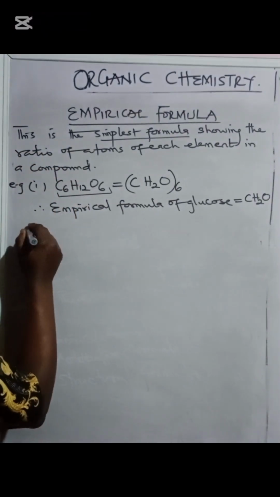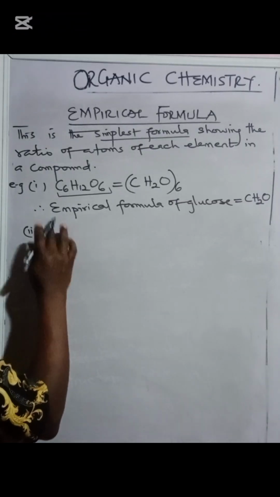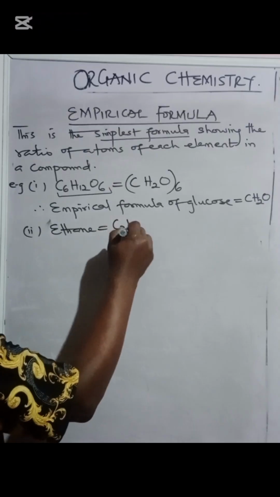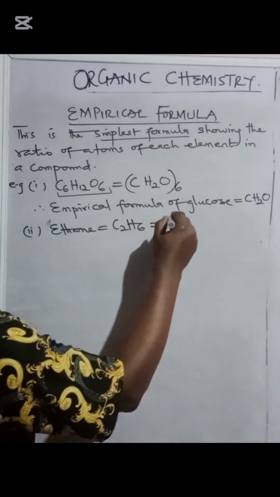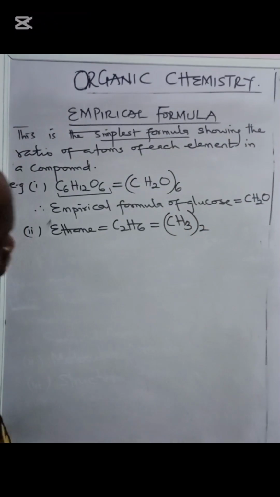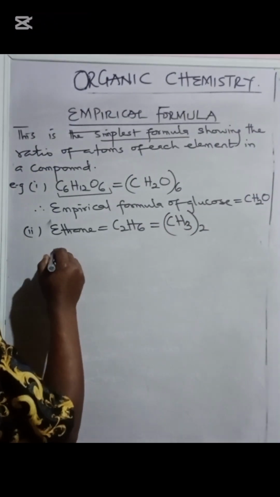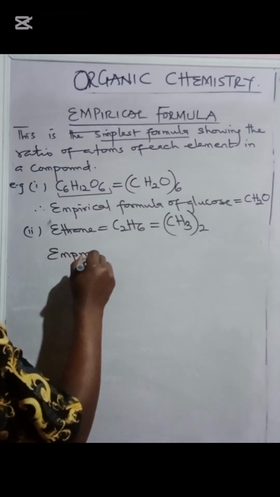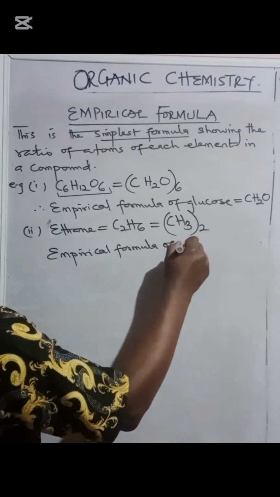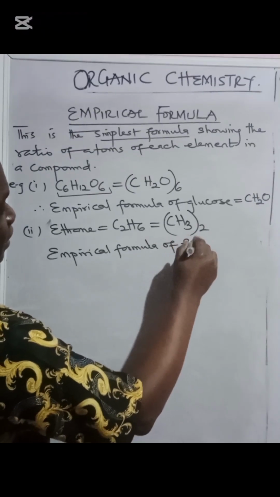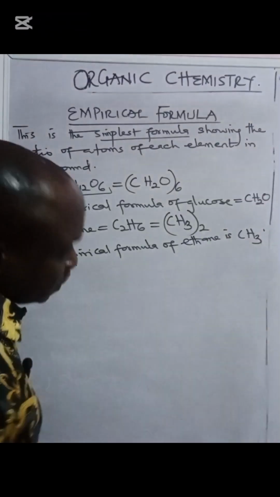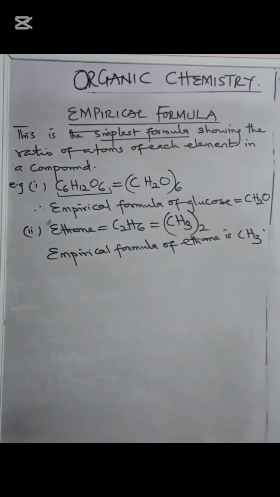Example 2. Let's say you have something like ethane. The formula is C2H6. Now 2 is common. You take 2 out, this one remains 3, then bracket 2. So the empirical formula of ethane is CH3. Please take note of that. It is CH3.